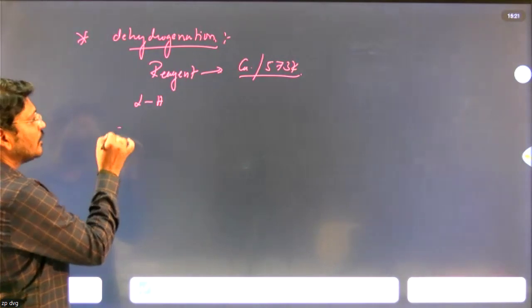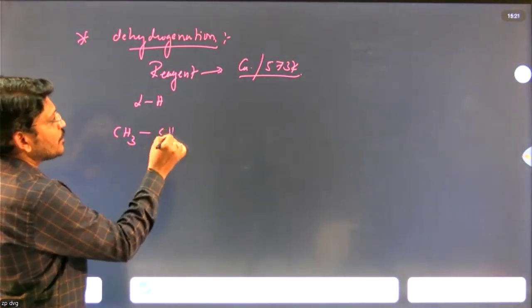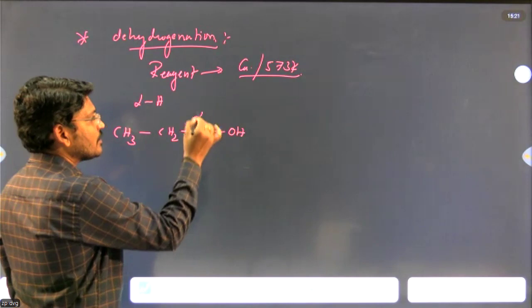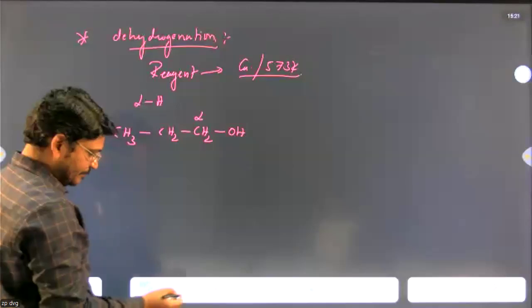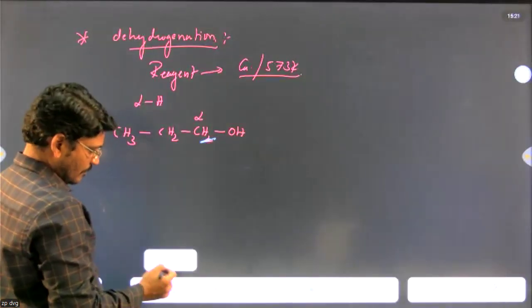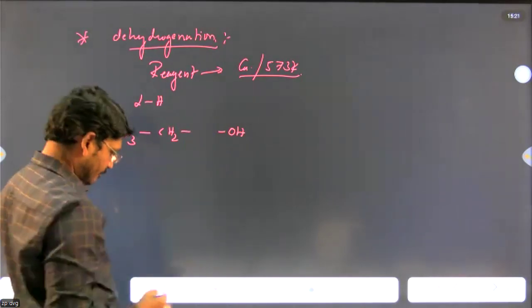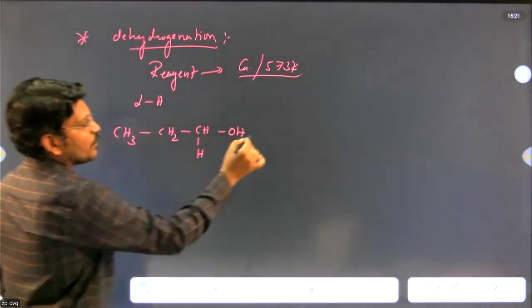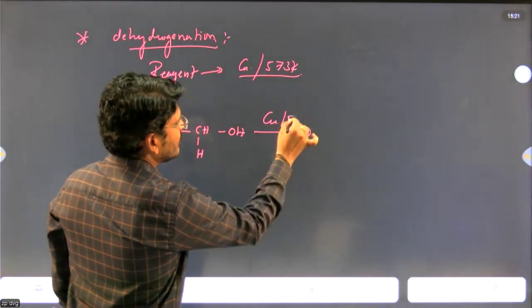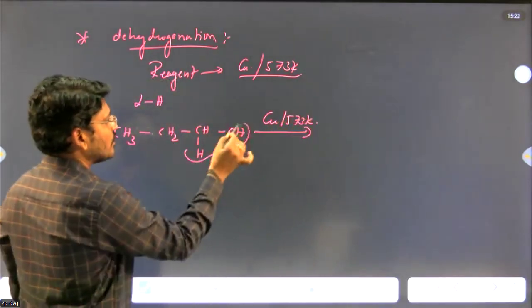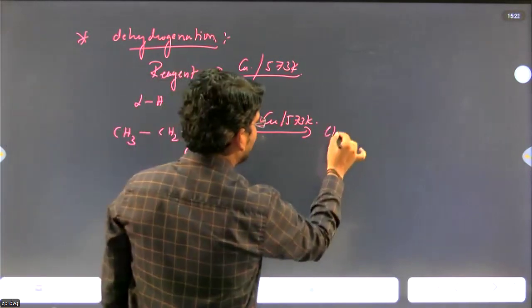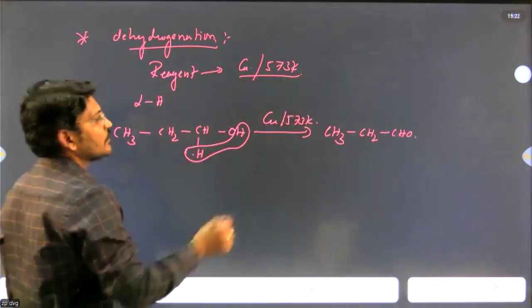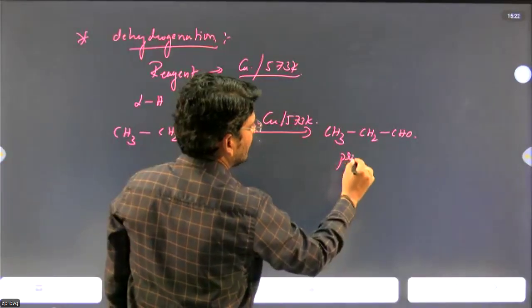You have discussed this in alcohols. So now let's observe CH3 CH2 CH2OH. Here, observe, the OH is there and the next carbon is alpha. Take one hydrogen from it separately. When copper is added at 573 Kelvin temperature, the hydrogen is completely removed, and finally we get CH3 CH2 CHO. What is the name of this compound? Propanal.